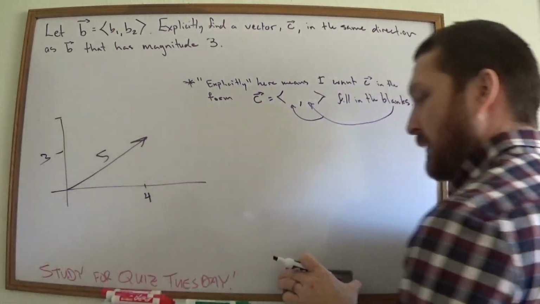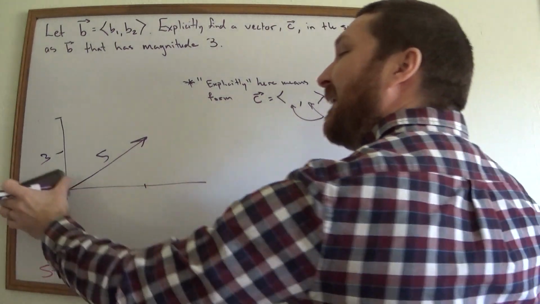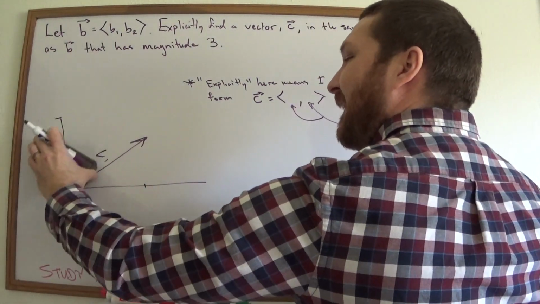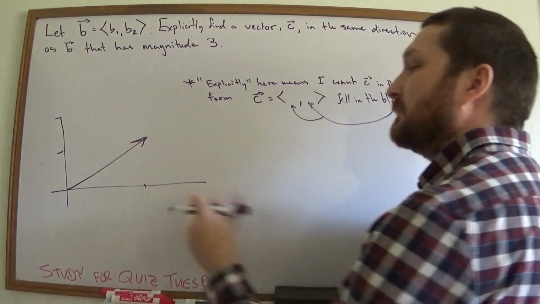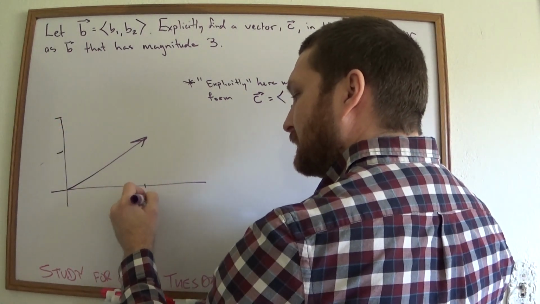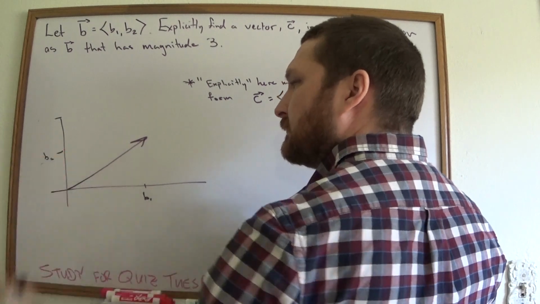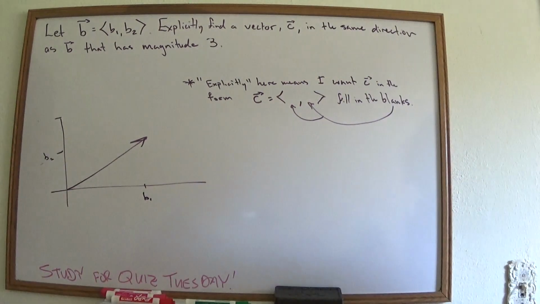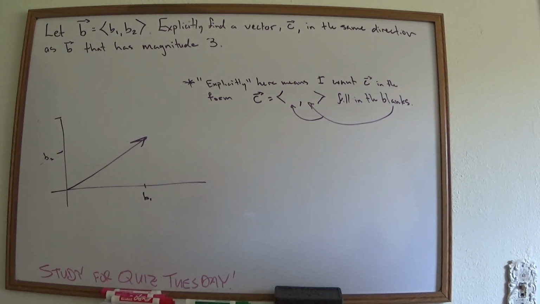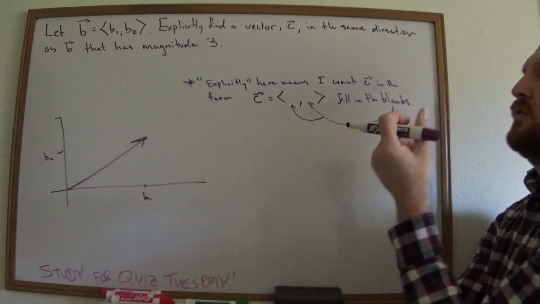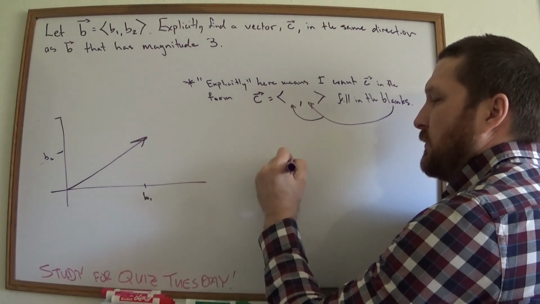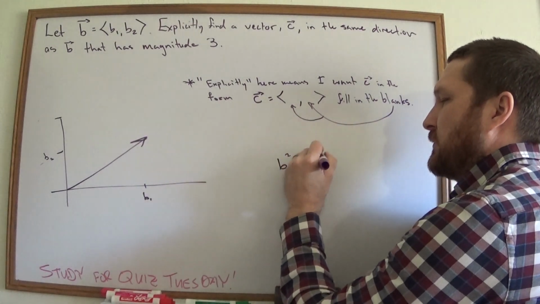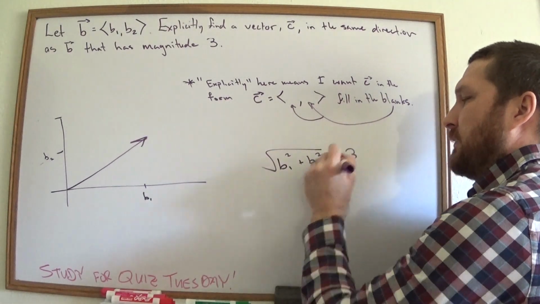What did you do? I just said b1 squared plus b2 squared equals 3 squared, and I just solved for them, because if the magnitude is 3, then b1 squared plus b2 squared equals 9. But then you have 2 unknowns. So you're saying b1 squared plus b2 squared equals 9.